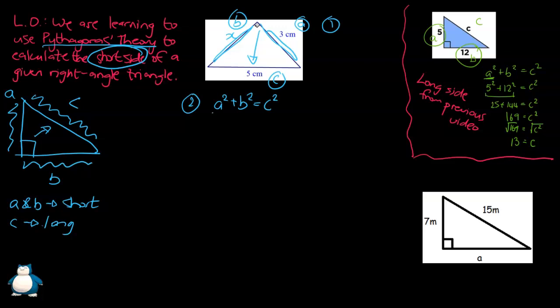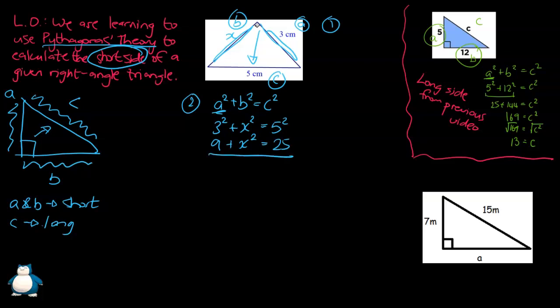In this case, A is going to be 3, so that's 3 squared. B is equal to x, so the x goes in where the B is, and the C is 5, which becomes 5 squared. We then calculate all the squares. That's going to become 9 plus x squared is equal to 25.